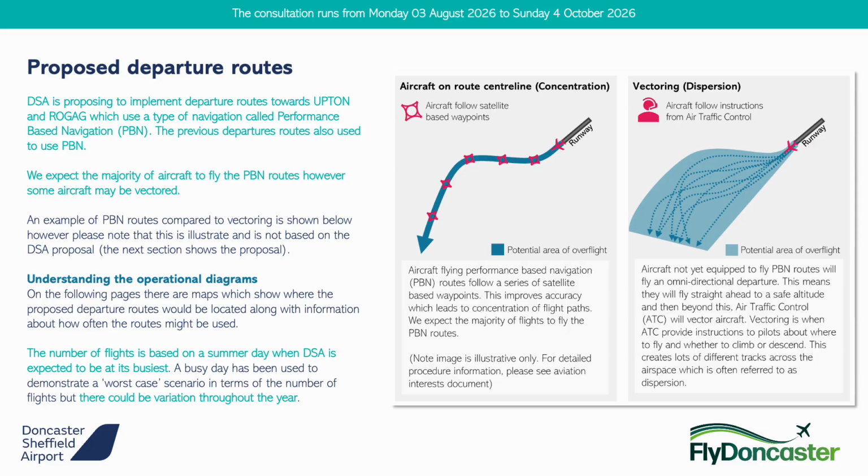Vectoring is where air traffic control are providing manual instructions to the aircraft and they're not following a specific route centre line. This vectoring could be required for departures that aren't able to fly the PBN departure routes, or aircraft may need to take arrivals off their arrival flight paths if there are multiple arrivals at the same time or they need to be positioned away from departing aircraft. The following pages contain maps which show where the departure route centre lines are going to be, along with information on how often we think those routes are going to be used. The number of flights on these pictures are based on a summer day when the airport is expected to be at its busiest. However, there will be variation on those numbers throughout the year.